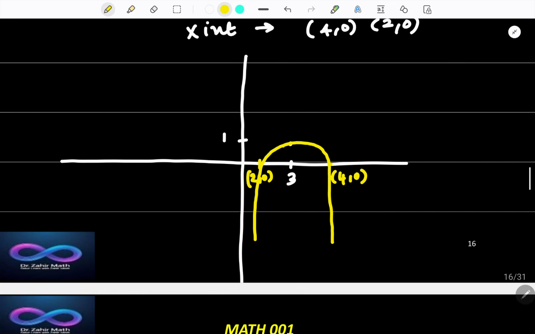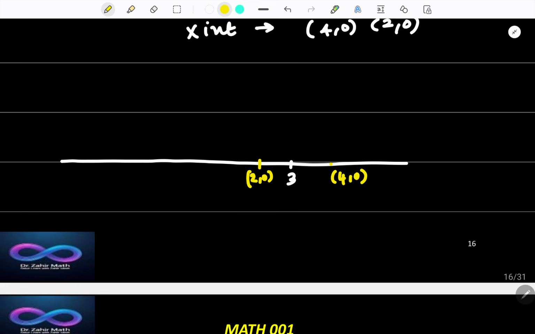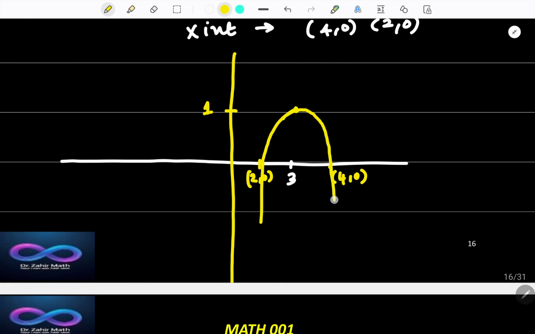Clear, everybody? Right. Actually, this is not a good one. So you have to make it. I will make this one a little bit above. So let's make it 1 here. So this is 3, 1. So the parabola will be like this. Okay, right. So this is the vertex, which is 3, 1. And these are the x-intercepts.